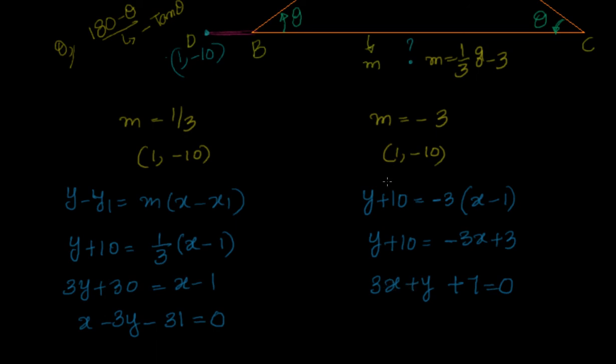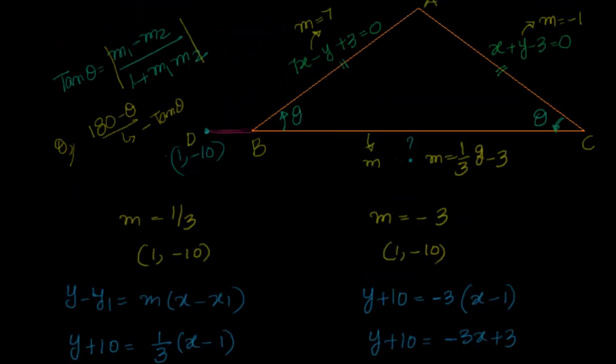Substitute 1 comma minus 10. You should see that both of them satisfy that. Just make sure that we got it right. Okay, seems to be good to go. So these are the two equations of the sides.